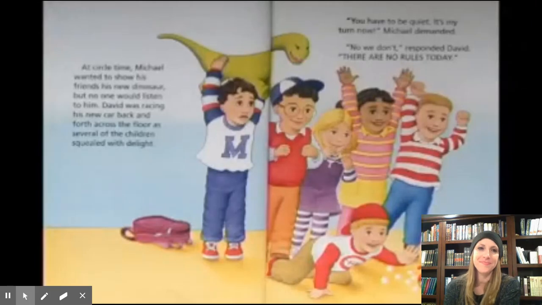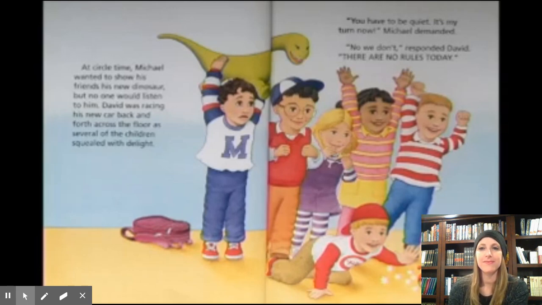At circle time, Michael wanted to show his friends his new dinosaur, but no one would listen to him. David was racing his new car back and forth across the floor as several of the children squealed with delight. "You have to be quiet. It's my turn now," Michael demanded. "No, we don't," responded David. "There are no rules today."